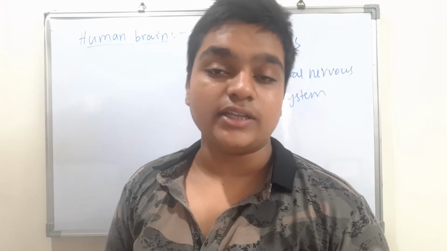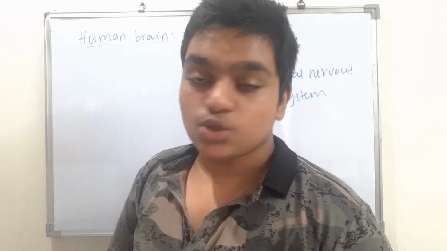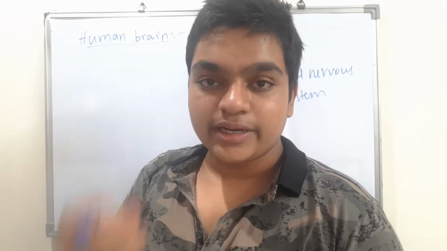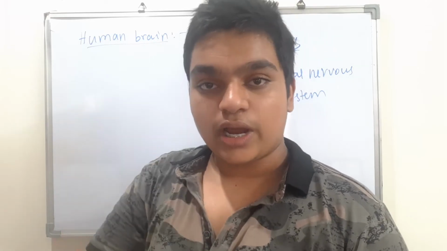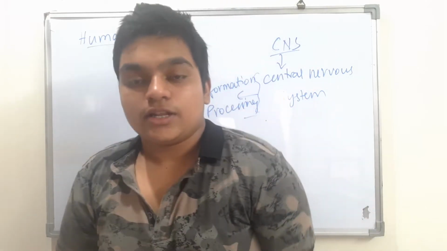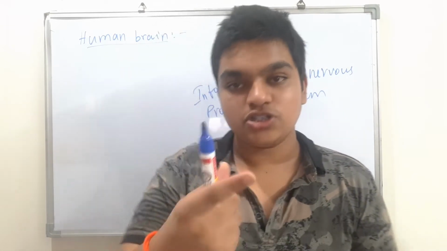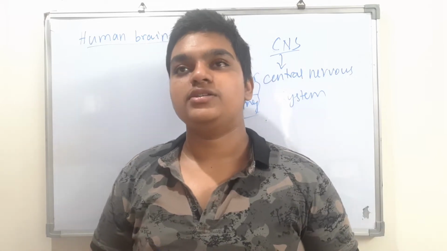We have already done this. Now the human brain is the main component of the CNS. So what is done by the human brain? It interprets the data coming from our sense organs through the nerve impulses generated, and it responds to it.